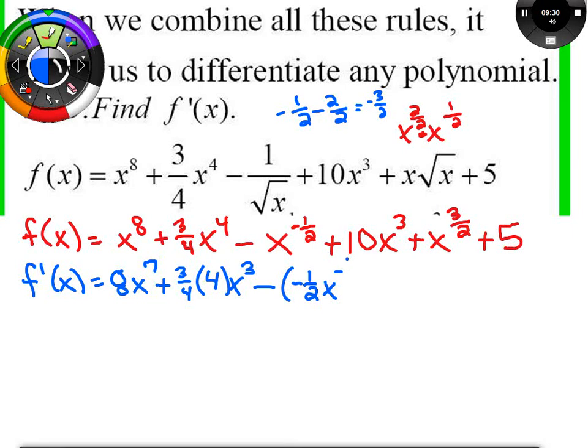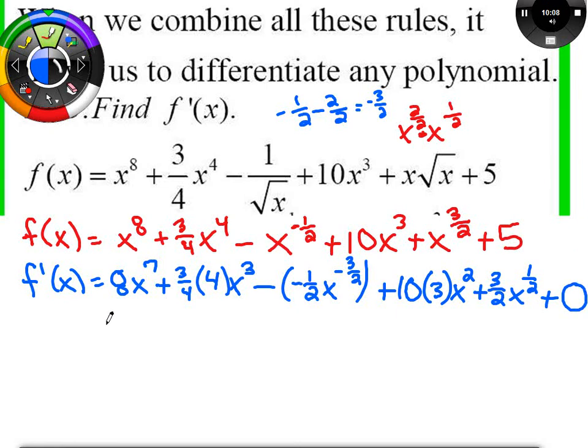So this becomes x to the negative 3/2, and then plus, we carry the 10 along for the ride, and bring the 3 out in front, and then reduce it by 1. Plus, now I'm going to bring the 3/2 out in front, x, and then I have to reduce that by 1. If I reduce it by 1, that's minus 2 halves, so that makes it x to the 1/2. Plus the derivative of all constants, 0, so I lose that part.